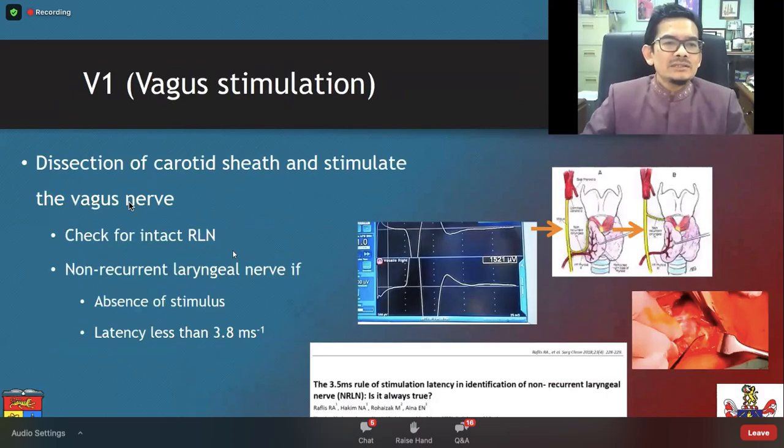So this is the V1. What we do in the first step is that we dissect the carotid surface in here. You look at the integrity of the nerve. If we get good conduction of the nerve, then we know that the nerve is intact, not involved by the tumor. Or you may be able to find the non-recurrent laryngeal nerve. The type 1 is the type 2A, non-recurrent laryngeal nerve.